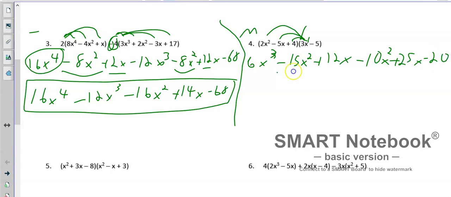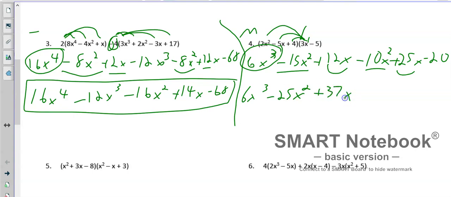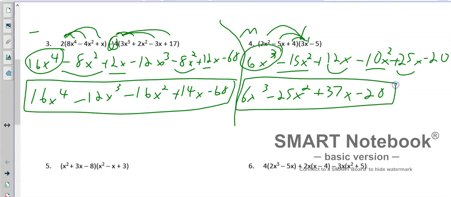Let's look for like terms. X squared, x and x. Here's my highest degree. So 6x cubed, negative 15x squared, negative 10x, you borrow $15, you borrow 10 more, you owe 25. 12x plus 25x is 37x, and the negative 20 just goes at the end. Final answer.